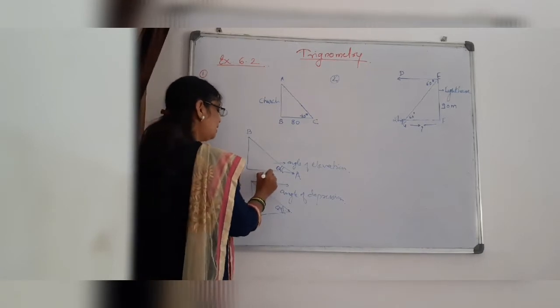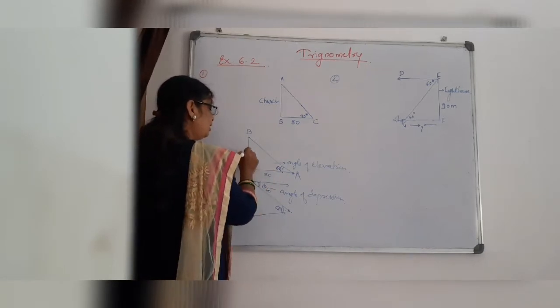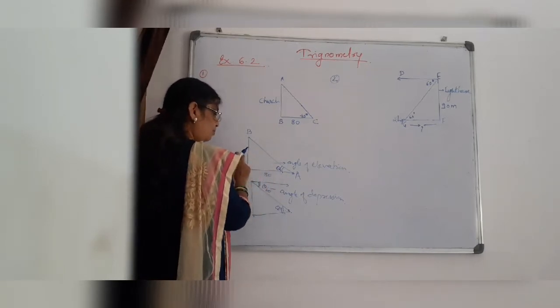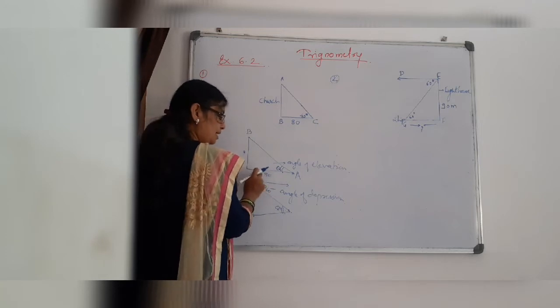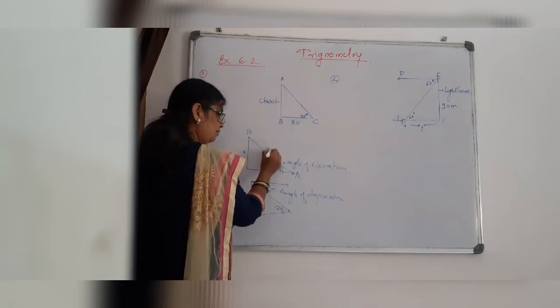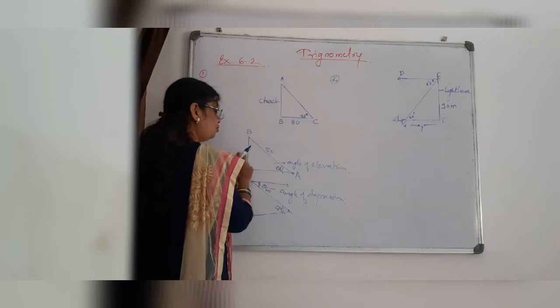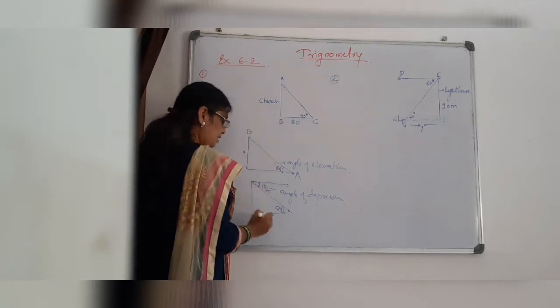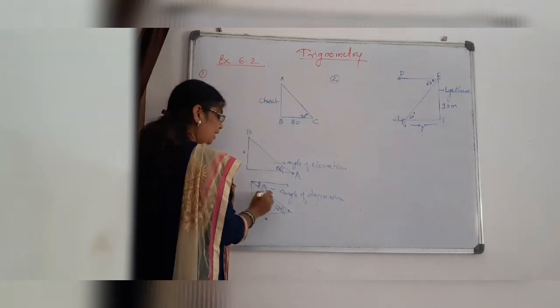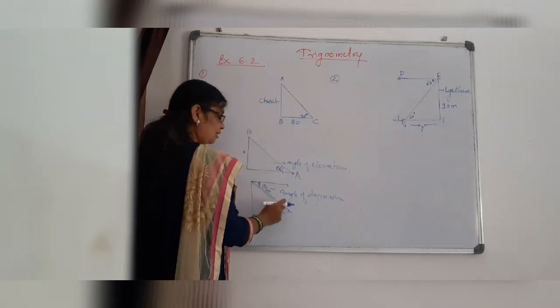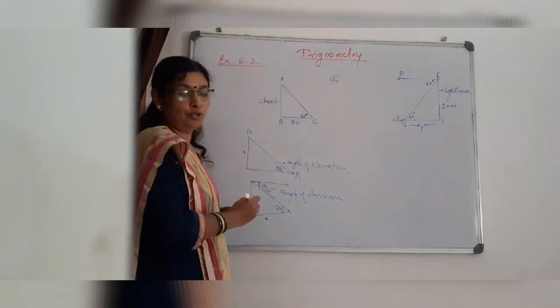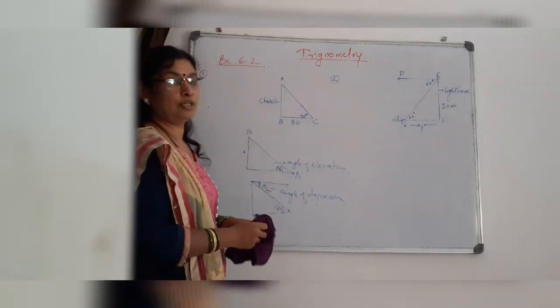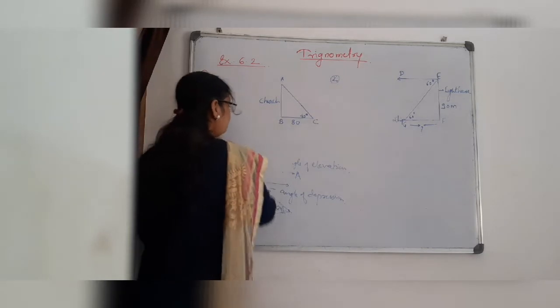Now if this side is given and you have to find out this side, what do you have to use? Opposite upon adjacent, that means tan. If this side and this side are given, you have to use sine, opposite upon hypotenuse. If this side is given and you have to find the hypotenuse, then you use adjacent upon hypotenuse, that is cos. You have to use any one ratio, tan, cos or sine, and then find the answer.